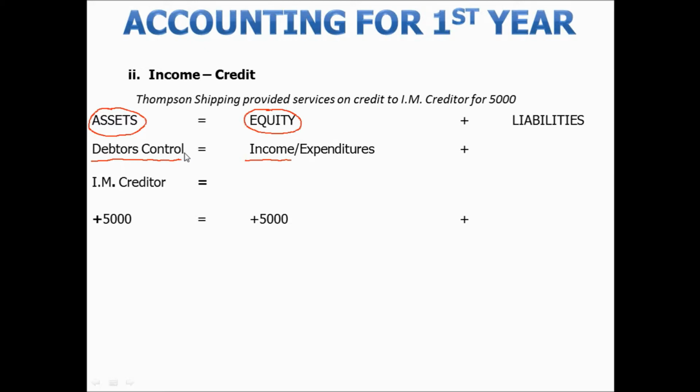Then we need to ensure that the debited amount is equal to the credited amount. We know that assets increase on the debit side. And we also know that equity increases on the credit side. Then we need to make sure that the amounts correlate. We can see that on the debit side we have 5,000 Rand, and on the credit side we have 5,000 Rand.